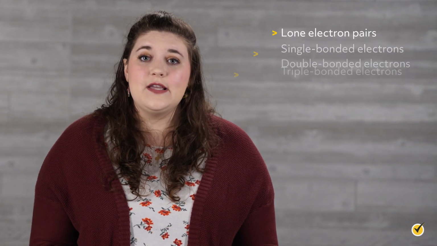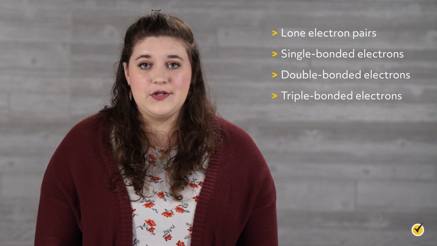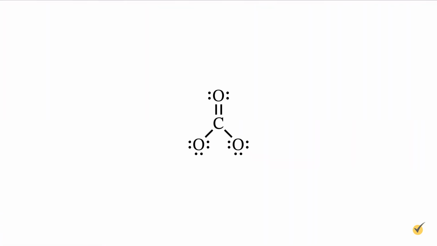VSEPR theory quantifies how electron groups repel each other. An electron group consists of all electrons, bonding and non-bonding, distributed around a given atom in a molecule. These can be lone electron pairs or single, double, or triple bonded electrons. For example, in our carbonate ion, we can see 3 electron groups around the central carbon atom. 2 of these groups are single bond pairs, and 1 is a double bond.